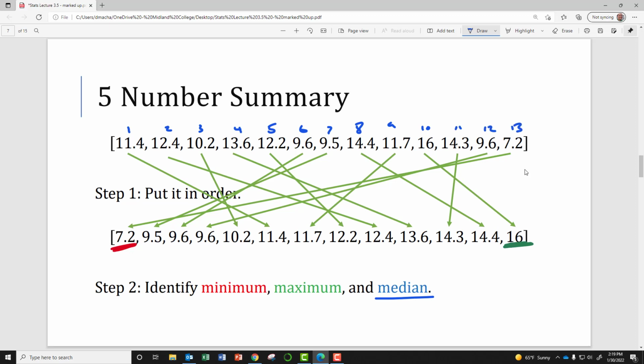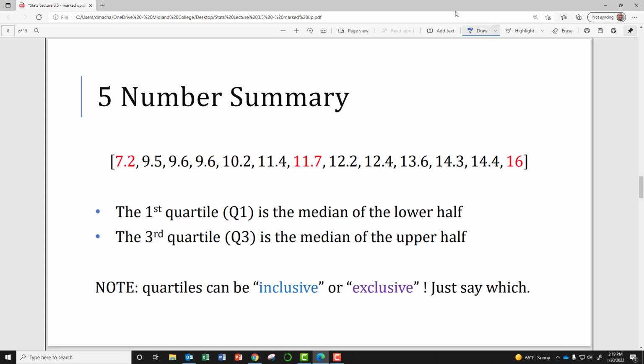That means the 7th one is going to be in the middle: 1, 2, 3, 4, 5, 6, 7. This is going to be my median right here, 11.7. So I've got 6 numbers on either side of my median. That 11.7 measurement is the one in the middle.